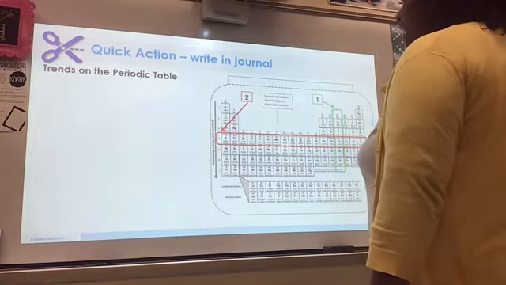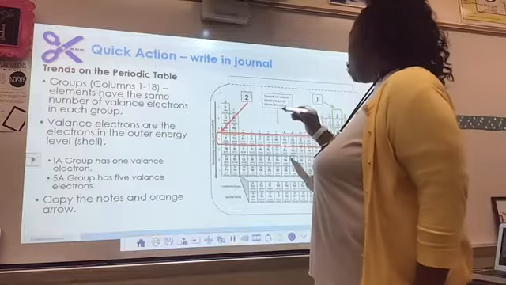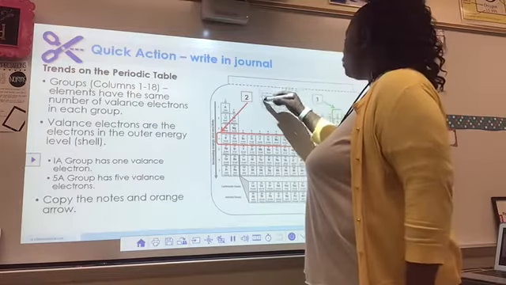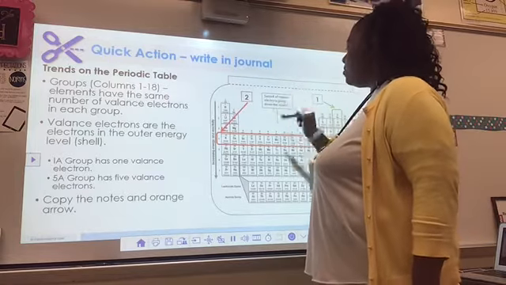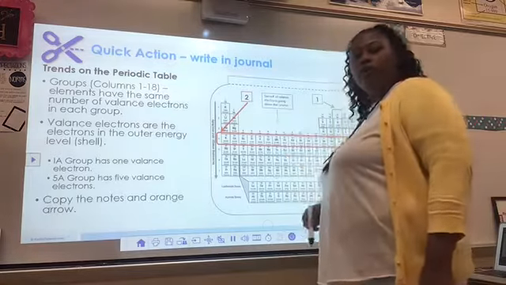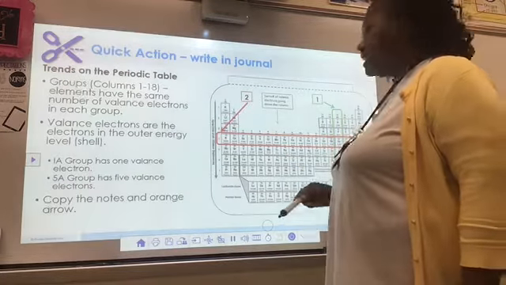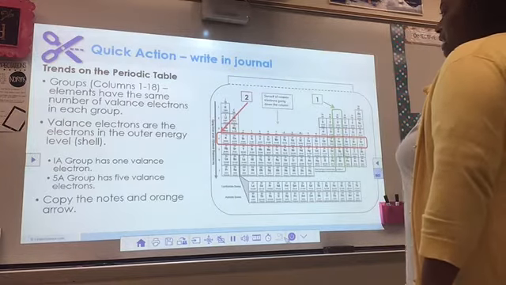Next, we're going to add at the top about your groups. So we're going to put a box, and we're going to put an arrow showing that in our groups, the same number of valence electrons are going down the column. So whatever group you're in, remember the valence electrons are going to be the same for that entire group. And we're going to add that to our periodic table as well.